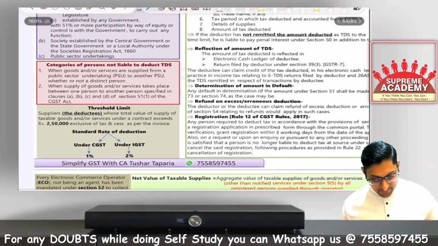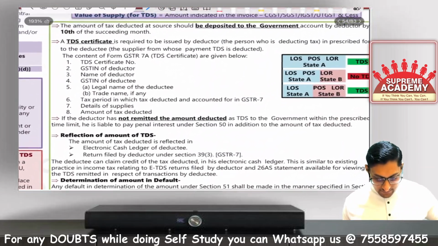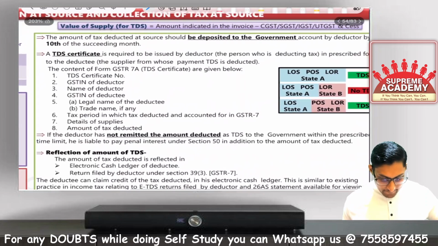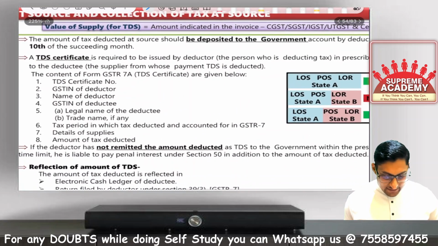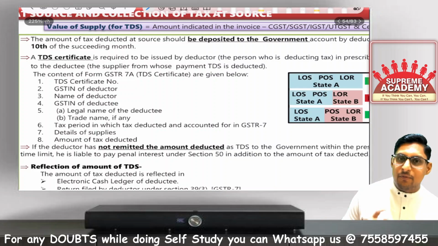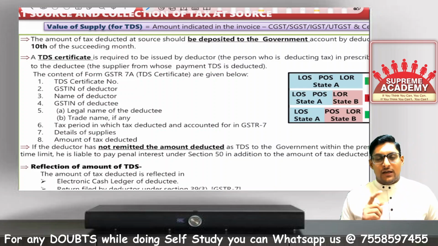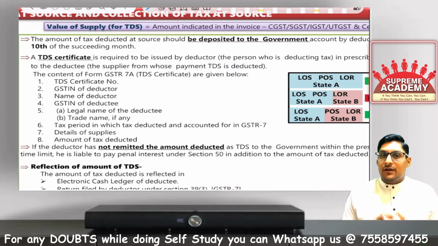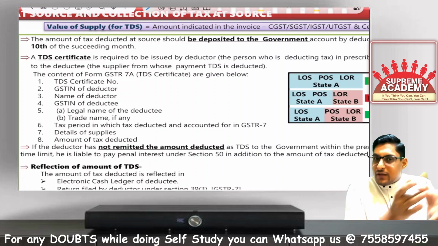So these are the provisions. Now see some procedural provisions. The tax deducted by the deductor should be deposited to the government account. What will be the time limit? Within 10 days from the end of the month.